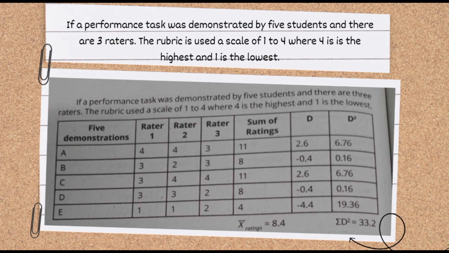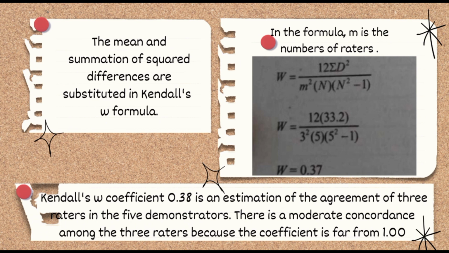Now for the D squared, it is just by squaring the D. It is just by squaring the 2.6, the negative 0.4, the 2.6, and so on. To get the 33.2 at the bottom, it is just by adding the squares: 6.76, 0.16, 6.76, 0.16, and 19.36, and that would be 33.2. So now, the mean and summation of square differences are substituted in Kendall's coefficient formula.